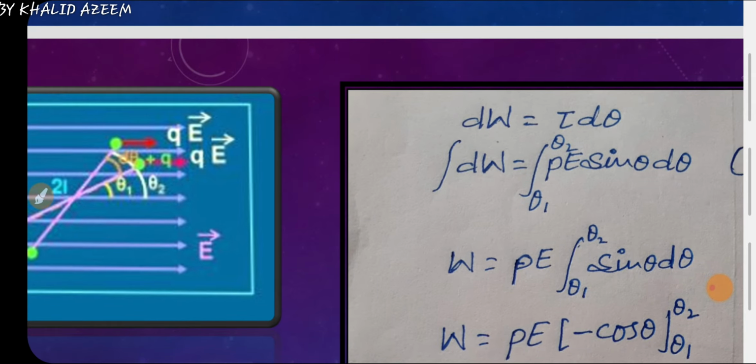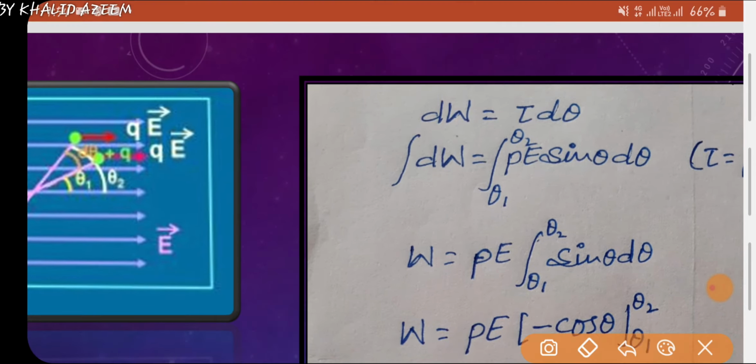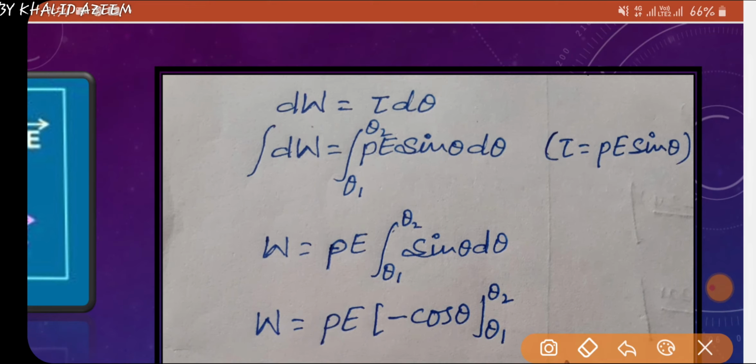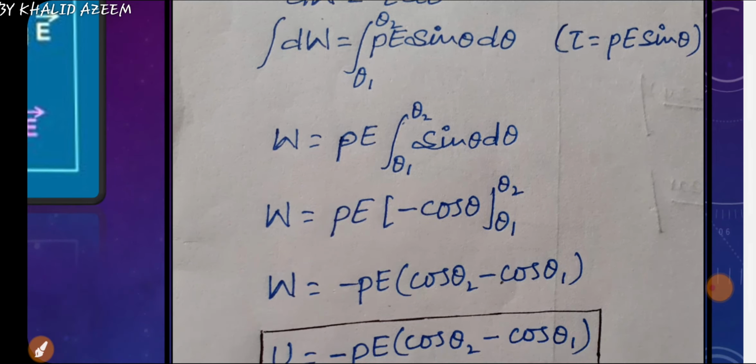As the angle is small, the work done is also small. So we can say dW equals tau d theta, and I am writing the value of torque, which is tau equals PE sine theta. So W equals the integral of PE sine theta d theta, with integration from theta 1 to theta 2, as initially it is at an angle theta 1 and rotates to angle theta 2.